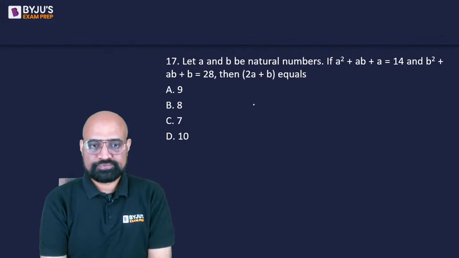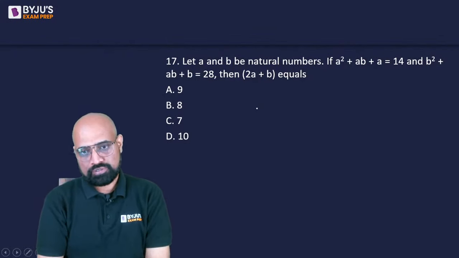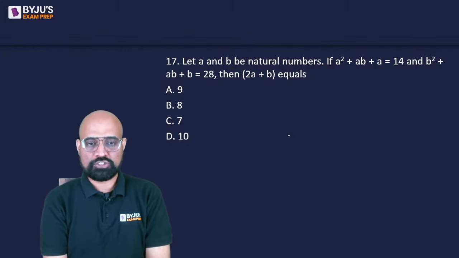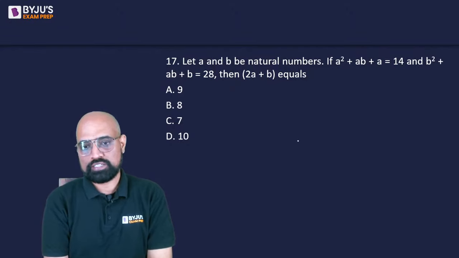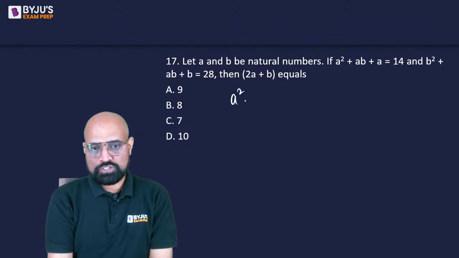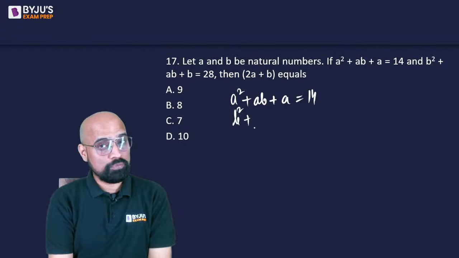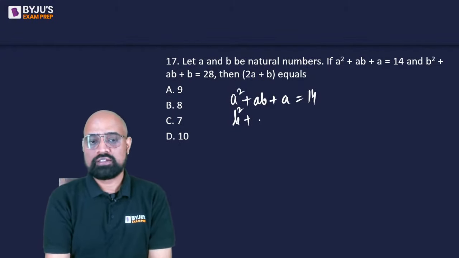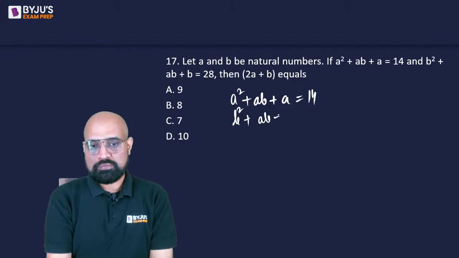17th, let a and b be natural numbers. If a square plus ab plus a is equal to 14 and b square plus ab plus b is equal to 28, then a plus b is equal to what? So what I'm going to do is first of all add them. Why am I going to add them? Because I do see a square, b square and ab. So I know a plus b का whole square बनने वाला है. So b square plus ab plus b, this is equal to 28.